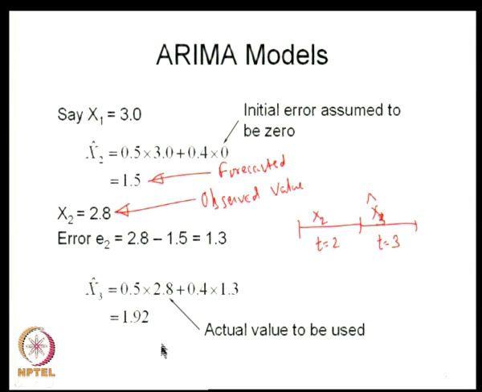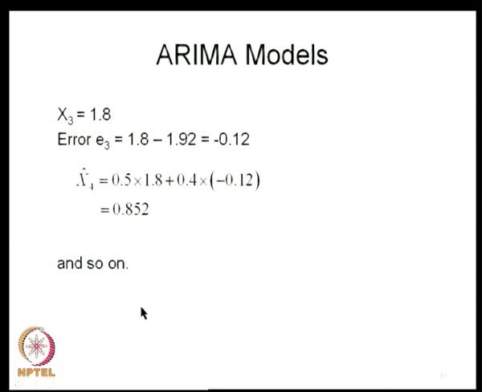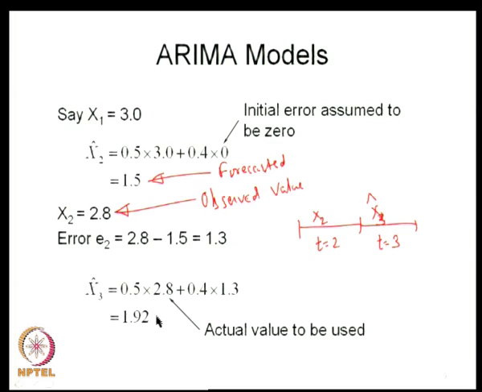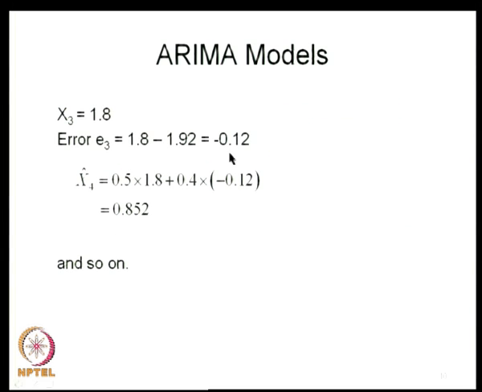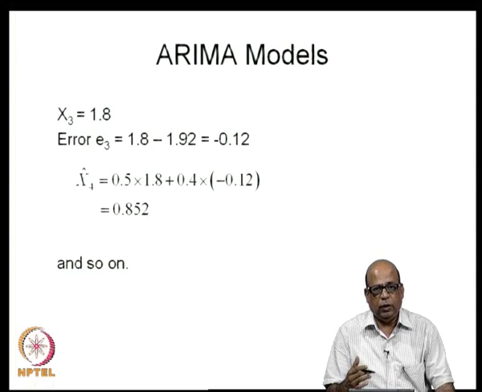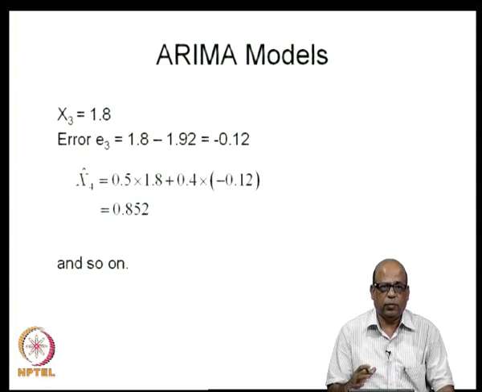Like this we keep going. Now, for x 3 again we compute the error based on the actual observed value of x 3 and then generate x 4 and so on. So, x 3 is 1.8, this is again the observed value, x 3 cap is the forecasted value. So, we get the error as minus 0.12, this minus 0.12 is what we use in the forecasting of the next value and so on. So, this is how we obtain the forecast based on the ARMA models.